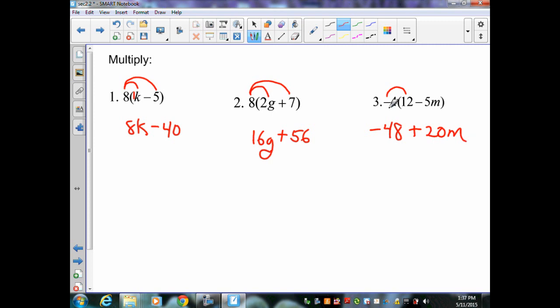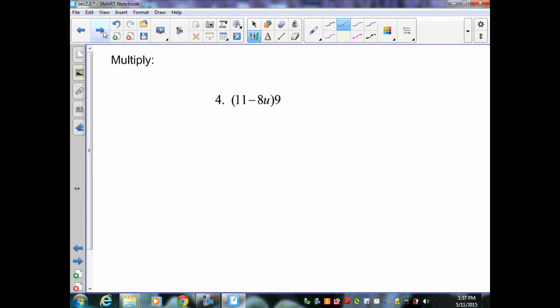And as you go through, kind of say this in your mind. Negative times a positive is a negative. Negative times a negative is a positive. And of course, multiplying is simple for us. Again, we want to multiply.